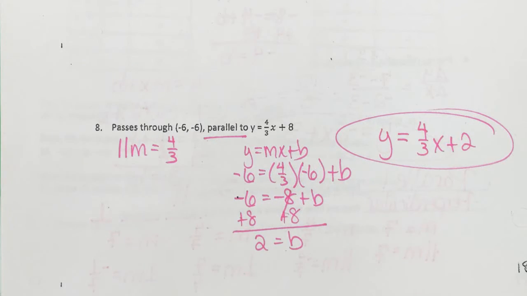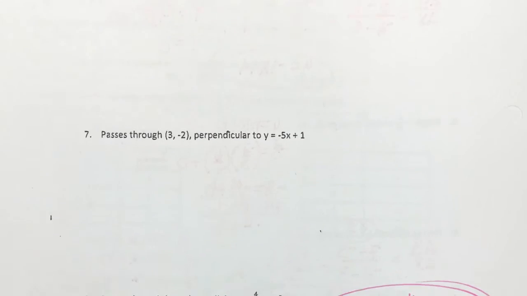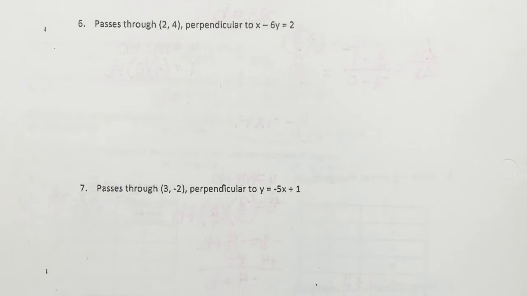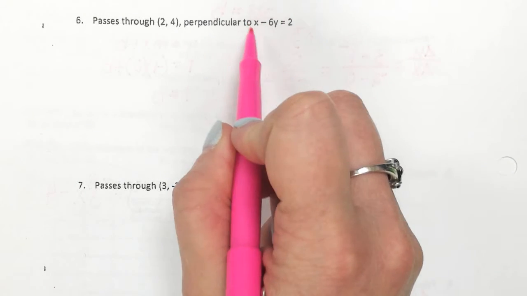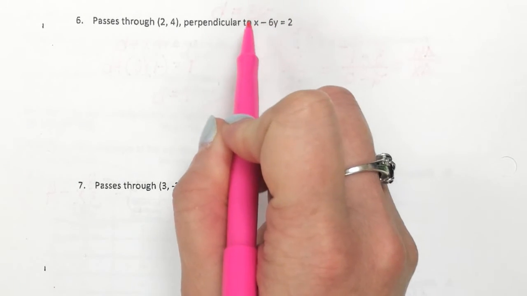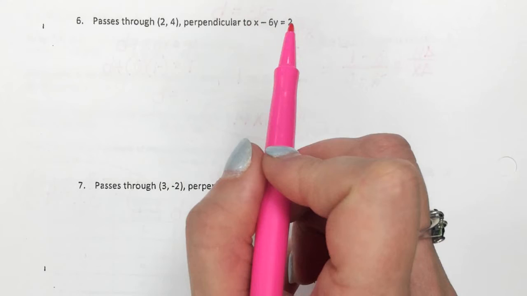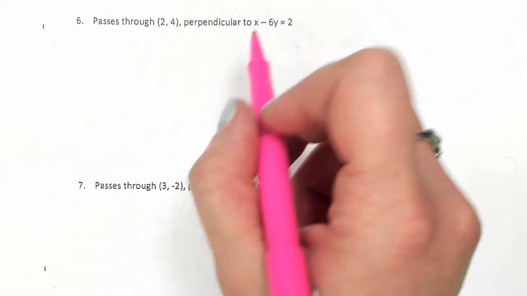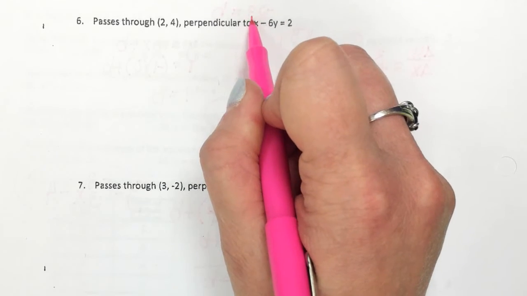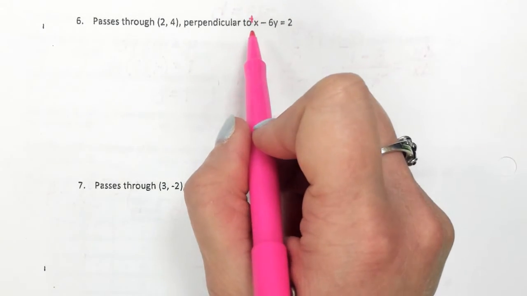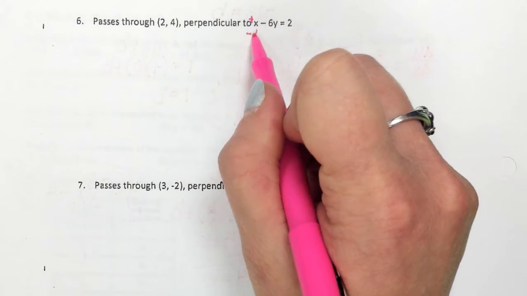Alright, sweet. Let's do one more together. One more by yourselves, and then we're done, okay? Alright, let's do number 6 together. What's wrong with number 6? You can't find your slope until you do something to this guy right here. You gotta get y by itself. Alright, that's a positive x, right? So we're going to subtract it.